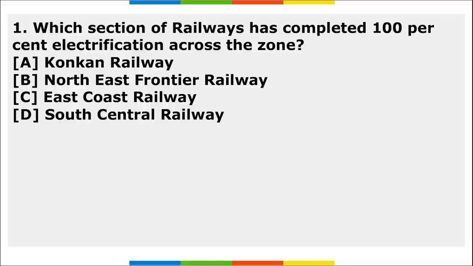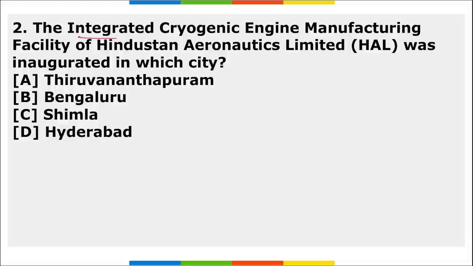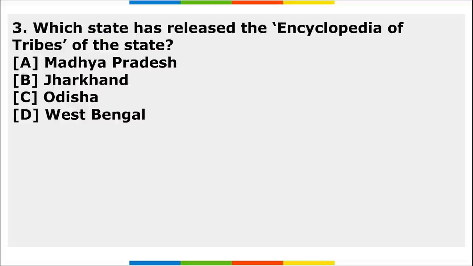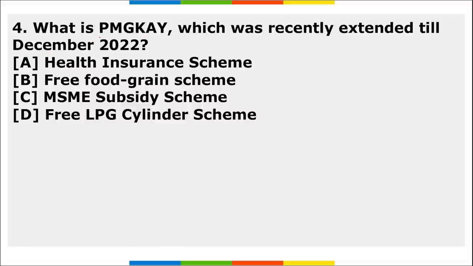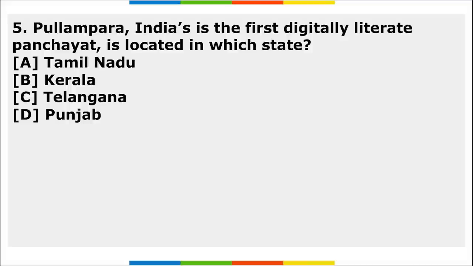Now it's time for your homework. First is, which section of railways has completed 100% electrification across the zones? Second, the integrated cryogenic engine manufacturing facility of Hindustan Aeronautics Limited was inaugurated in which city? Third, which state has released the Encyclopedia of Tribes of the States? Fourth, what is PMGKAY, which was recently extended till December 2022? Fifth question, Pulampara, India's first digital literate panchayat, is located in which state? So these are your 5 homework questions, friends.